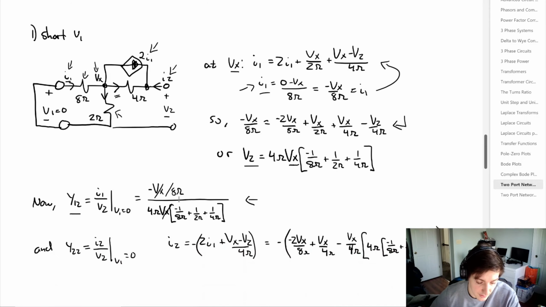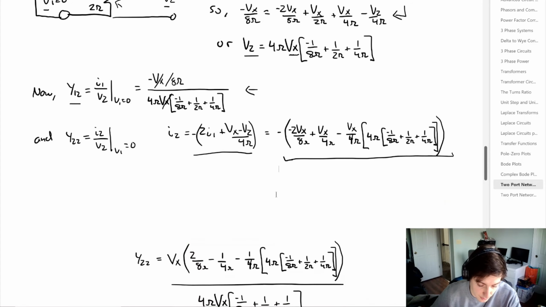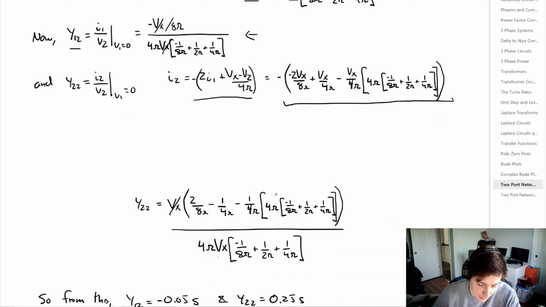Similarly, we can find Y22 by I2 divided by V2 when V1 is shorted. Simply looking at that second node, we can say that I2 is equal to this term here. We can plug in what we already know for I1 and V2 in terms of Vx to arrive at this pretty annoying term here, but it is what it is. And simply we can divide I2 by V2 to get what Y22 is equal to. A little bit messy to work with, but we get the cancellation of Vx's. We're simply left with just numbers so we can get a value.